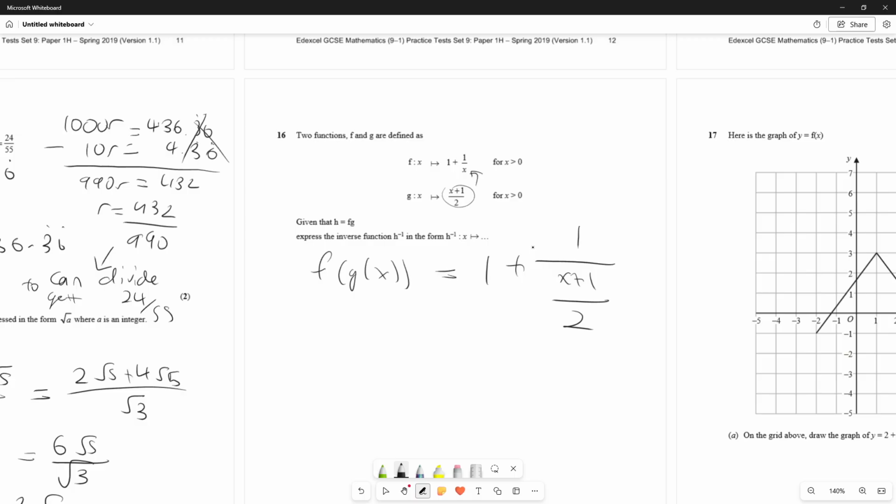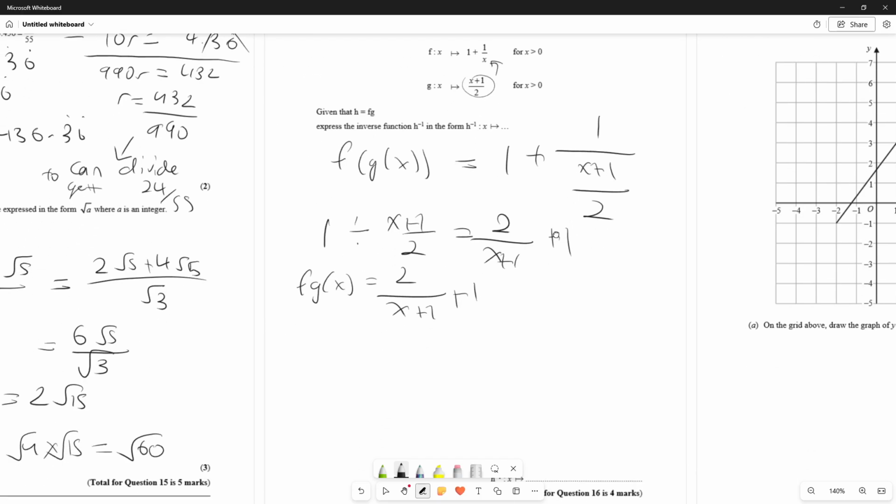Okay. Now what this is over here, I'm just going to do it. 1 divided by x plus 1 over 2. Keep, flip, change, we get 2 over x plus 1. Okay. We have 2 over x plus 1. And then we have to add 1. So that's what it is. So fg of x is equal to 2 over x plus 1, plus 1. There you go. So hopefully you can see how we got that by doing keep, flip, change.